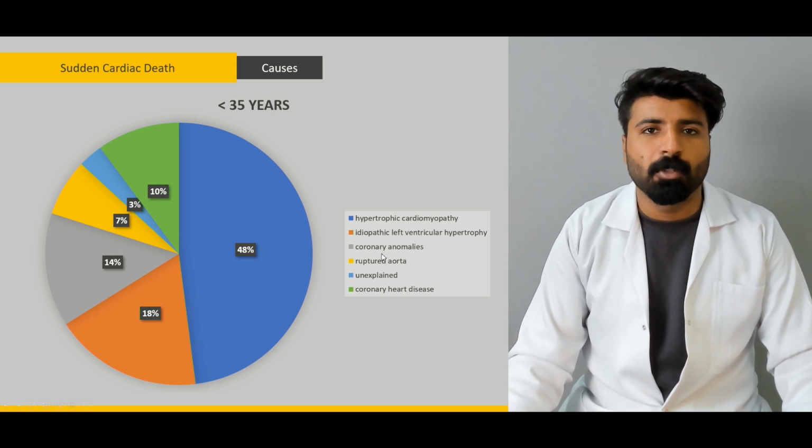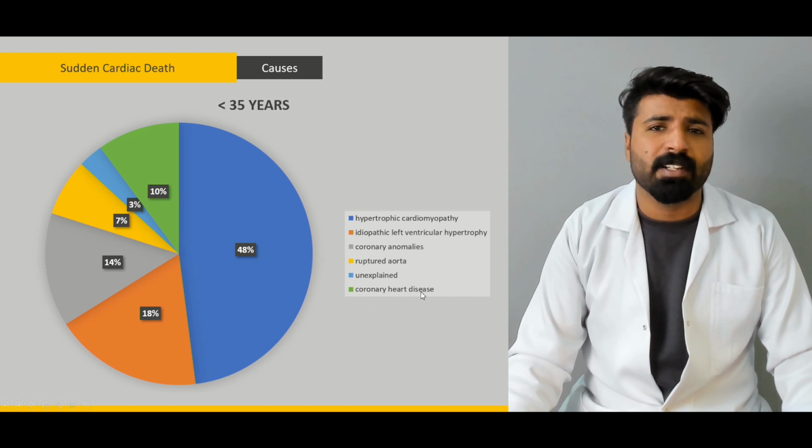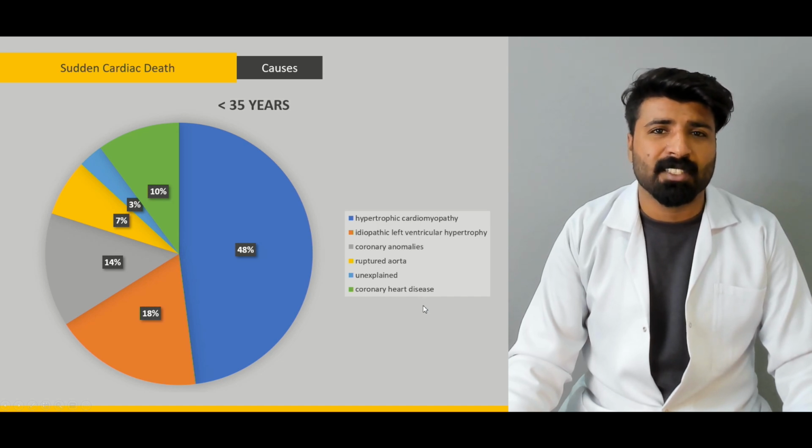Then we have coronary anomalies, which can be genetic, which can happen afterwards. Then we have ruptured aorta. Then we have unexplained deaths that we don't know of yet, and coronary heart diseases in which there's either thrombosis or emboli or any other coronary diseases which will lead to sudden cardiac death.